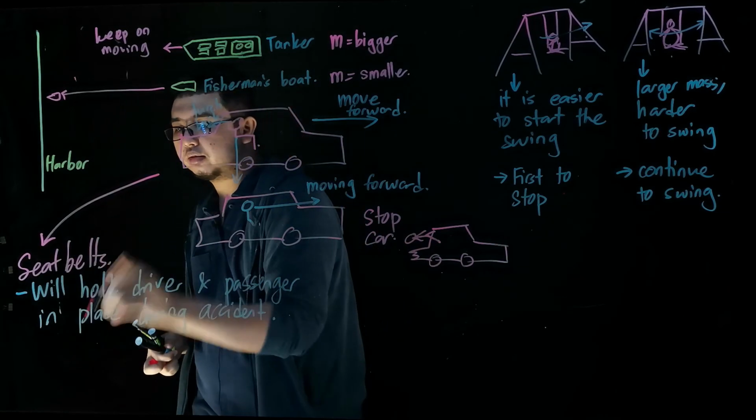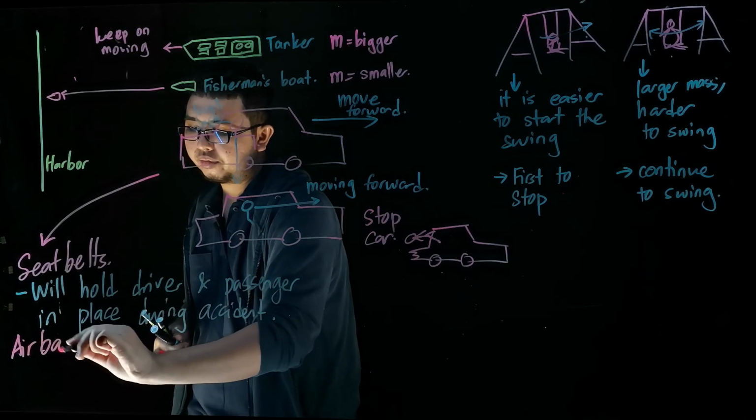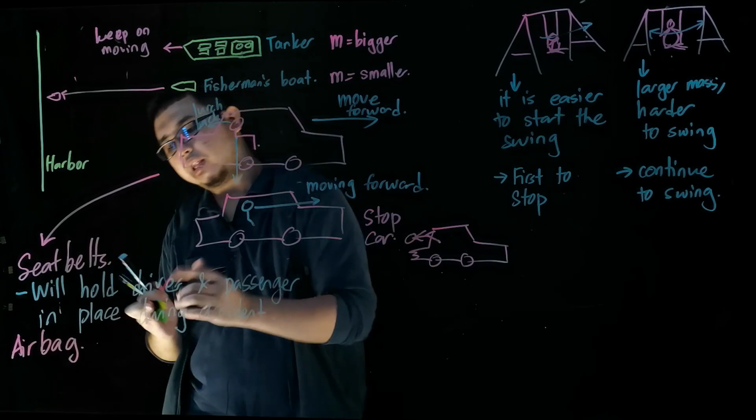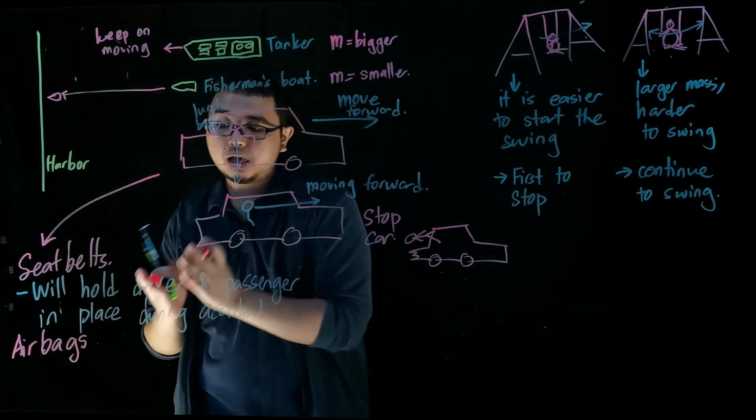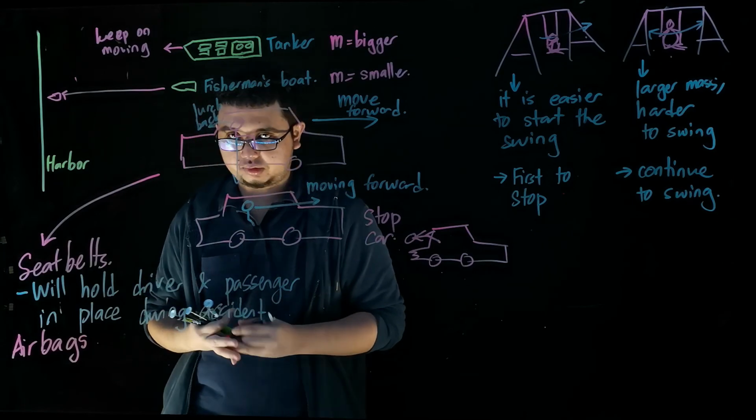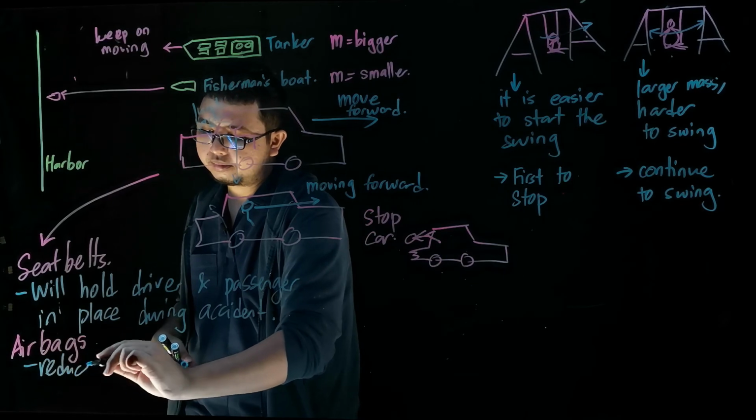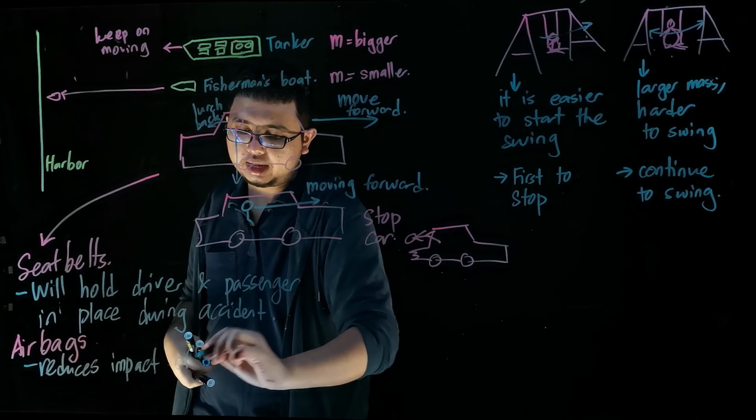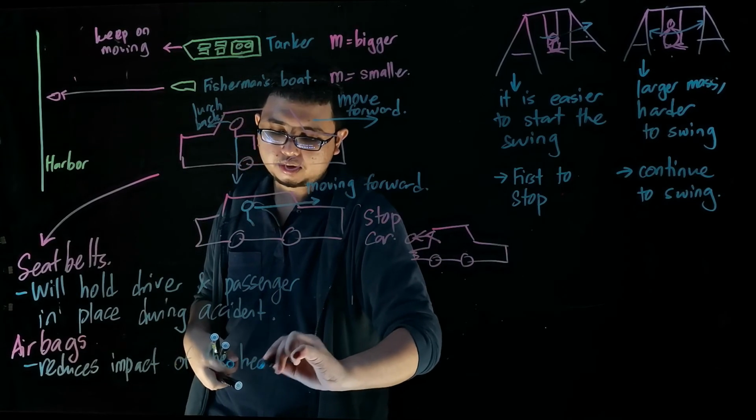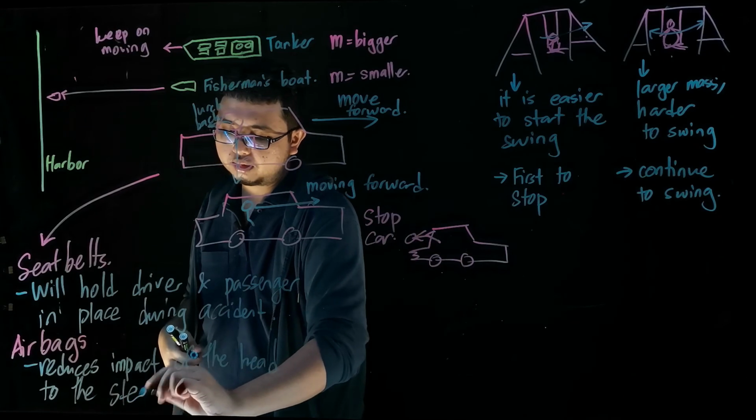Aside from seatbelts for cars, we have the airbag. The airbags use the concept of inertia as well as impulsive force, where it reduces the impact of the head to the steering wheel.